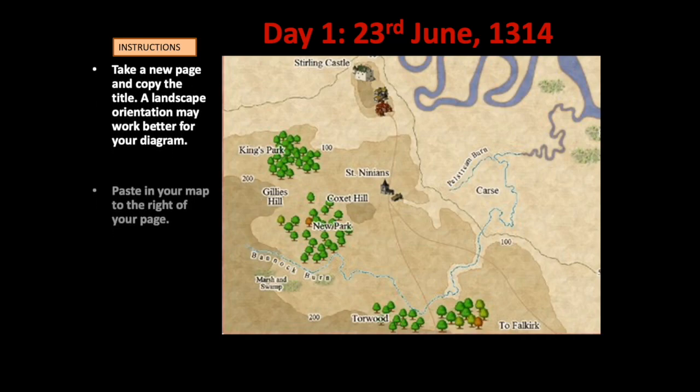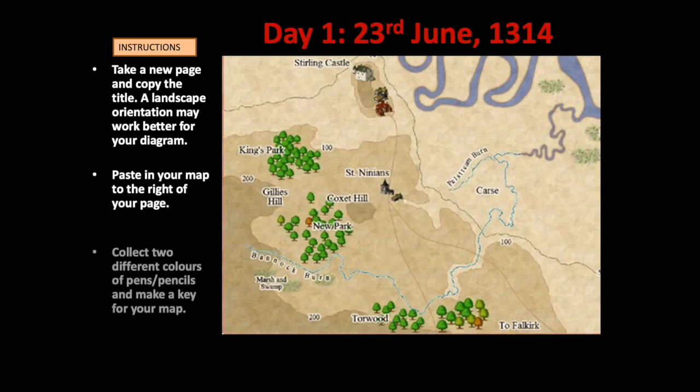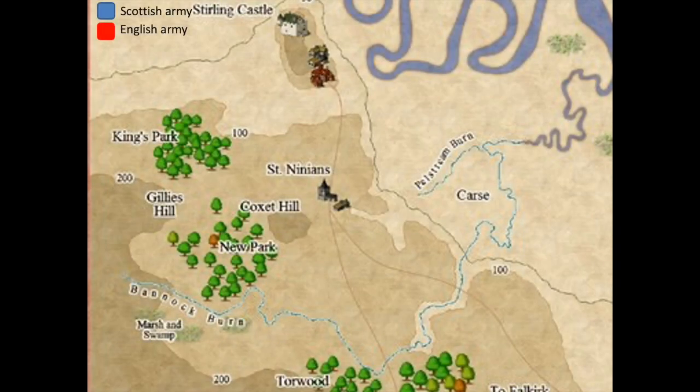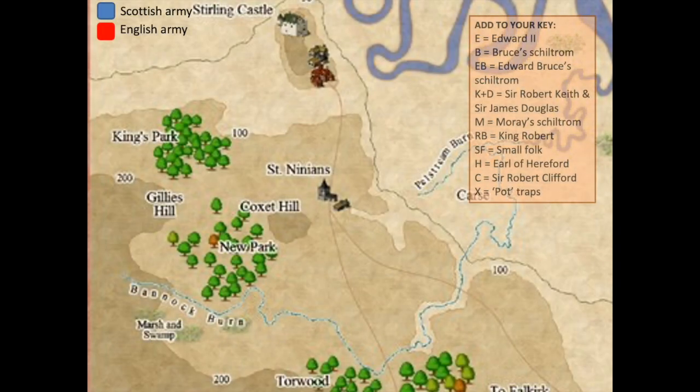So to do so, if you take a diagram of the map and use 2 different colours to annotate it to represent the 2 different armies that we are going to see play out across our battlefield. We'll annotate the map as the story unfolds in the next section of the video. So, students of higher history may wish to annotate their maps with the following setup for the battle. And also, it would be a good idea to take down a key for your map, as shown here.